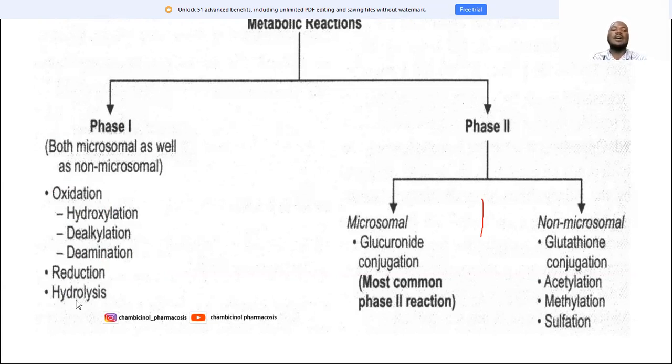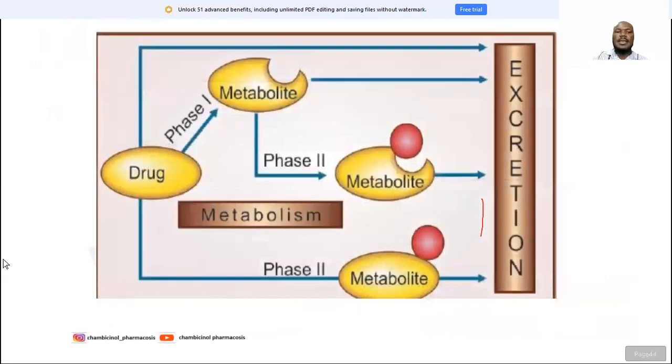For the oxidation here, it might be hydroxylation, dealkylation, oxidative deamination. Those are the oxidative reactions that occur in phase 1. But for phase 2, here we have six reactions: glucuronide conjugation, glycine conjugation, glutathione conjugation, methylation, and acetylation. Also, there is sulfonation. So as you can see here, if the drug undergoes a phase 1 reaction, it means the metabolite will contain some polar or functional group introduced to the parent drug. So the metabolite will have a polar functional group to make the drug polar.